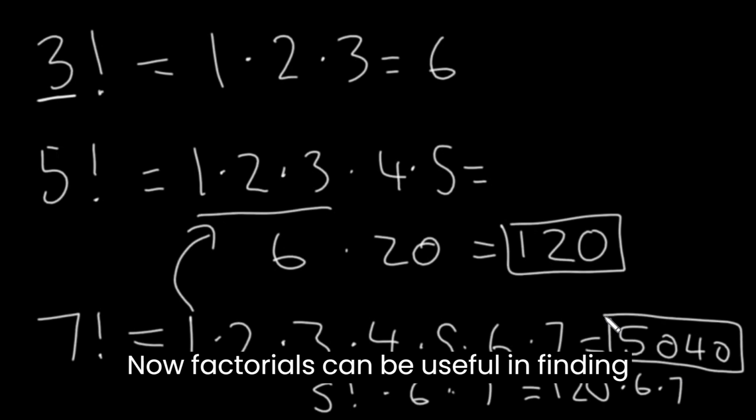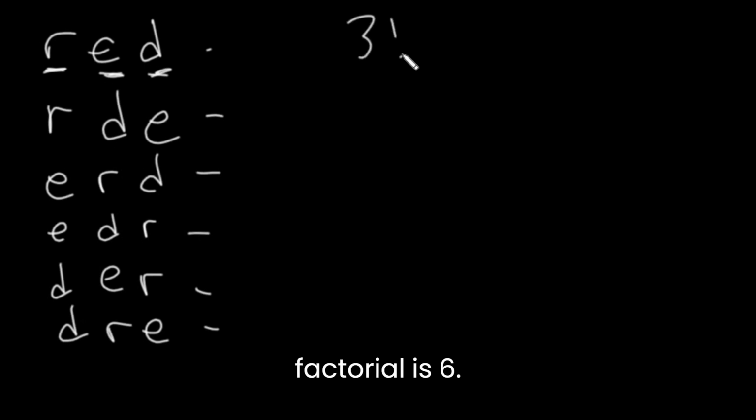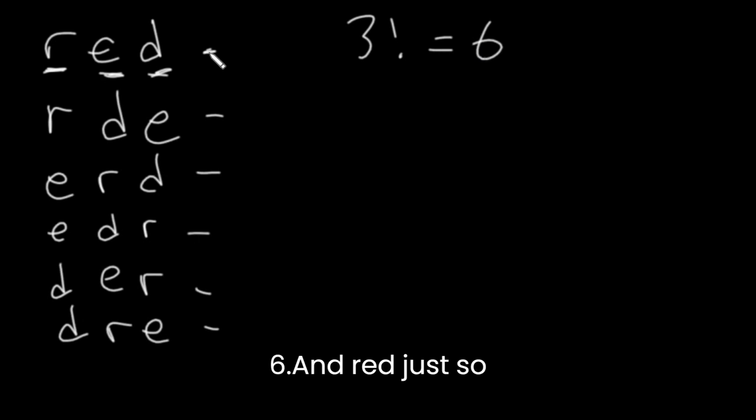Now, factorials can be useful in finding the arrangements of words. So let's say we want to find the number of ways to arrange the word red. Let's list them all out. There's 1, 2, 3, 4, 5, 6 ways to arrange them. Now, you might recall that 3 factorial is 6. And the number of ways to arrange red is 6.